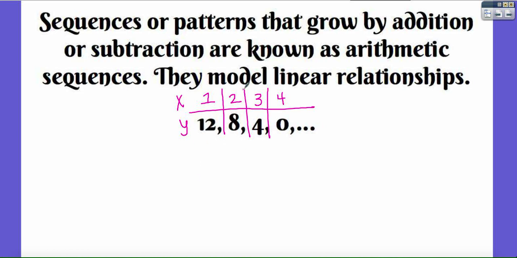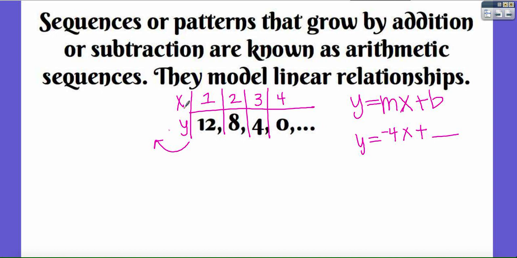I could write the equation for these ordered pairs based on what we know about the equation of a line, y equals mx plus b. I could find my change in y over change in x, and we've already discovered that's negative 4. To find my y-intercept, I can't say that it's 12 because that's what y is when x is 1. I would have to use the pattern and go backwards to find out what y is when x is 0. So if we were minusing 4 every time and we went backwards and added 4, we would know that when x is 0, y was 16, so that would be our y-intercept. Now that's what you already knew about linear relationships.